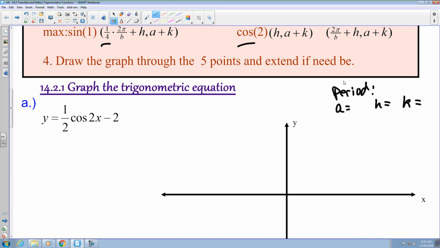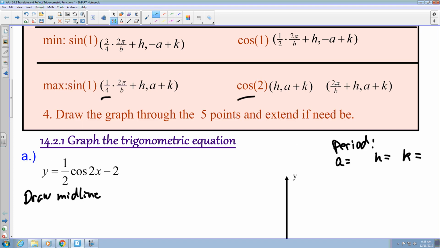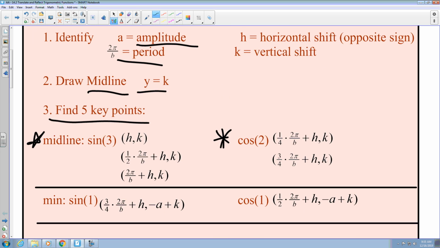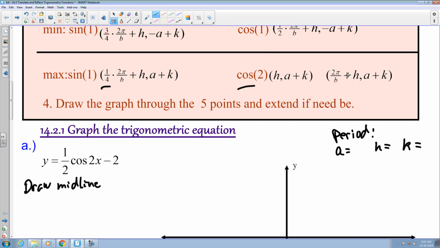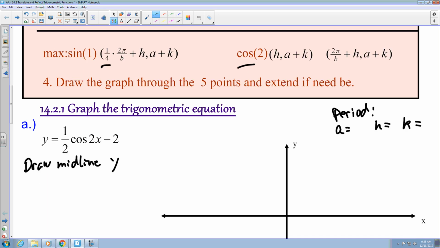Okay, so first things first, I'm going to draw the midline. All right, the midline is told here. It says in order to draw, it's going to be y is equal to k. So y is going to be equal to, in this case, the value of k in this problem.